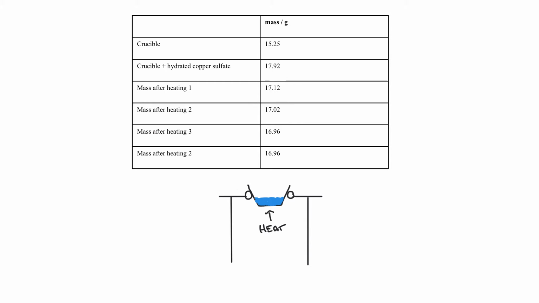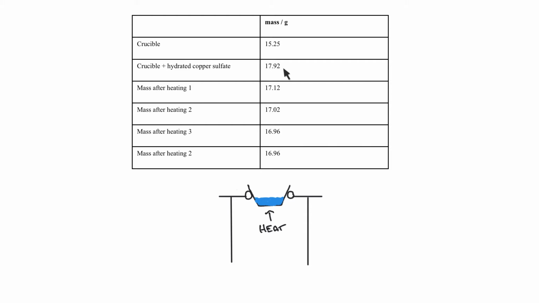So this is an experiment you could do in class. You could get a crucible, which is a piece of apparatus that allows you to heat something really, really strongly. You could get a clay triangle and mount this on a tripod, and fill the crucible with hydrated copper sulfate, for example. When you heat hydrated copper sulfate, the mass will go down as water vapour is given off. And this is an example of some results that you might have.